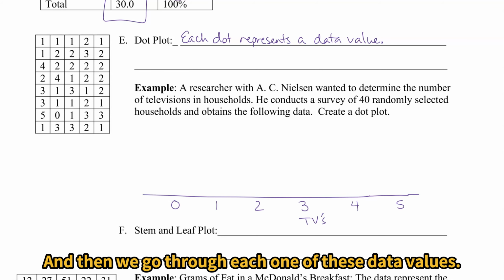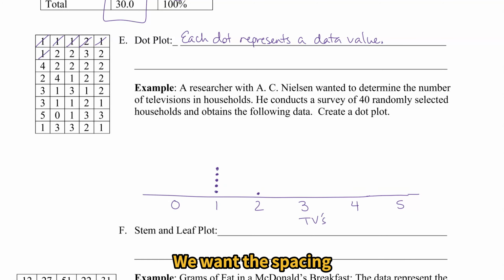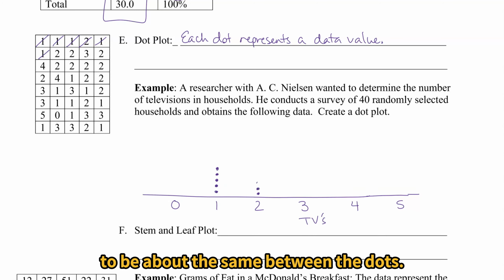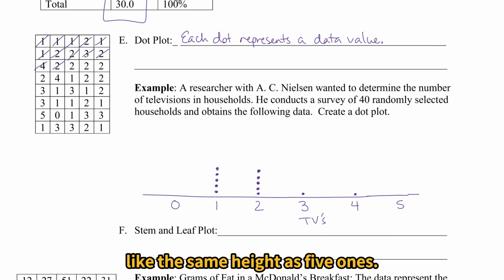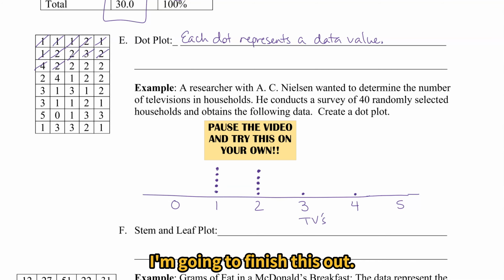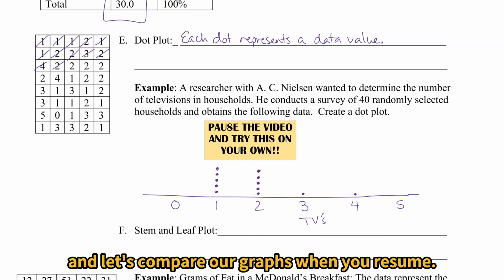And then we go through each one of these data values and we plot a dot, one on top of the other. We want the spacing to be about the same between the dots, so that 5 2s would look like the same height as 5 1s. I'm going to finish this out. You pause the video and finish it out, and let's compare our graphs when you resume.